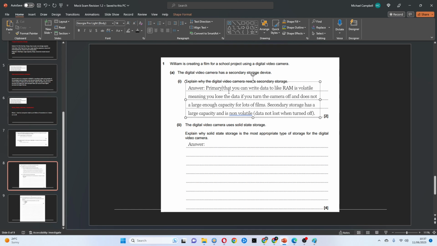Primary storage that you can write to, like RAM, is volatile. Remember ROM is read only. It's non-volatile, but it's read only, so useless in this situation.